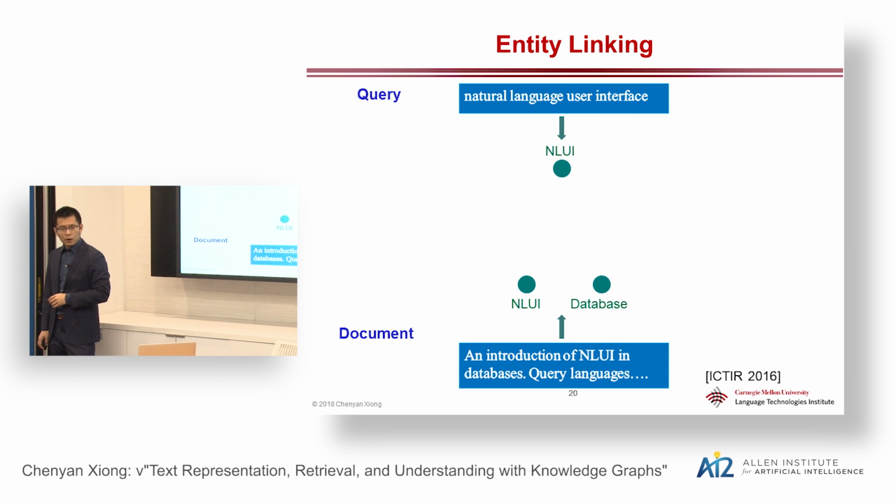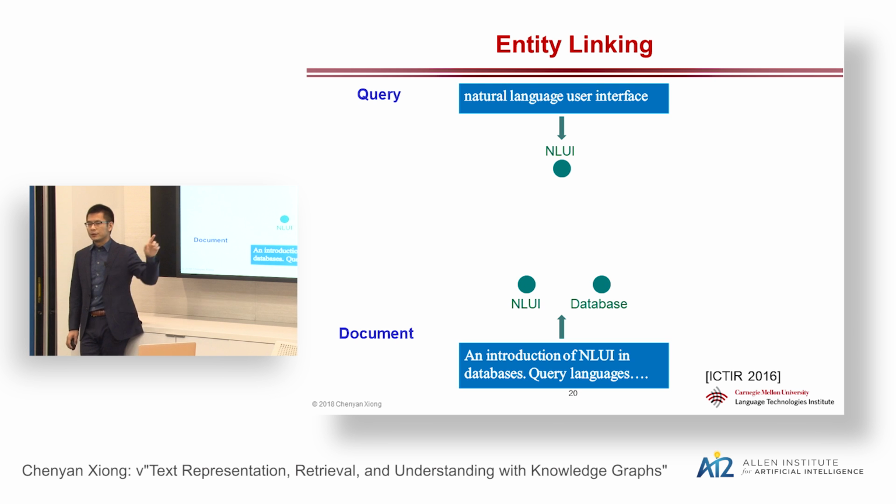So the overall entity-oriented search framework starts very simple. We have the query, we have the documents. The first step is to find entities that appear in them. So we can use a typical entity linker to find the entities. For example, the query natural language user interface can be annotated to the entity NLUI in a knowledge graph. And the document may have NLUI and also database in it.